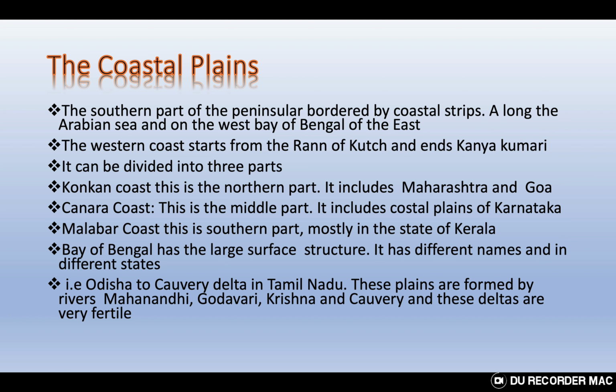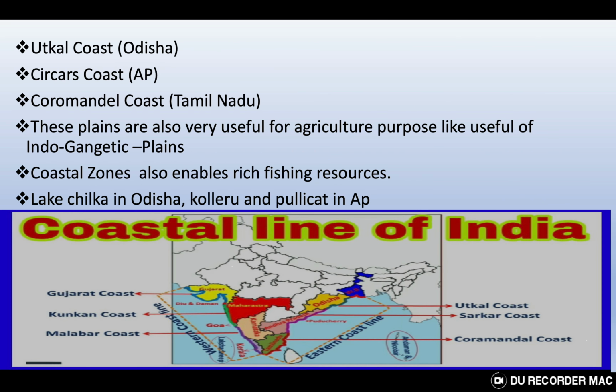The Bay of Bengal side has a large coastal plain. It has different names in different states. From Odisha to the Kaveri Delta in Tamil Nadu, these plains are formed by the rivers Mahanadi, Godavari, Krishna and Kaveri, and these deltas are very fertile. These plains are known by different local names: the Utkal coast in Odisha, the Northern Circars coast in Andhra Pradesh, and the Coromandel coast in Tamil Nadu. These plains are also very useful for agriculture, like the Indo-Gangetic plain. Coastal zones also provide rich fishing resources. Lake Chilika is in Odisha, and Kolleru and Pulicat are in Andhra Pradesh.